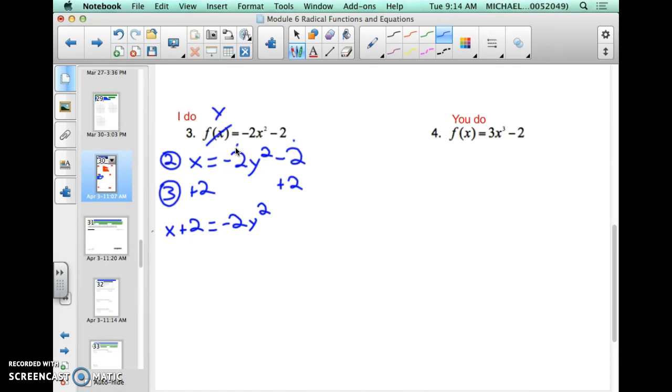Now, before I can take the square root of the power, remember that whatever is being raised to that power has to be by itself or isolated. In this case, the negative 2 does not have the power of 2. The only thing that does is this y. Alright, y is being squared. So I'm going to divide by negative 2 because they're multiplying. Remember, whenever they're next to each other, it's multiplication. And divide by negative 2 on both sides.